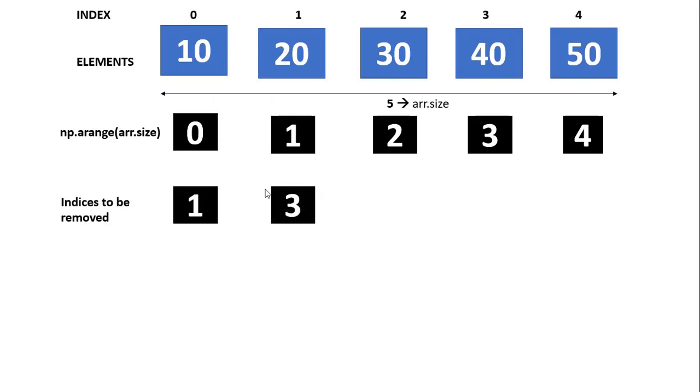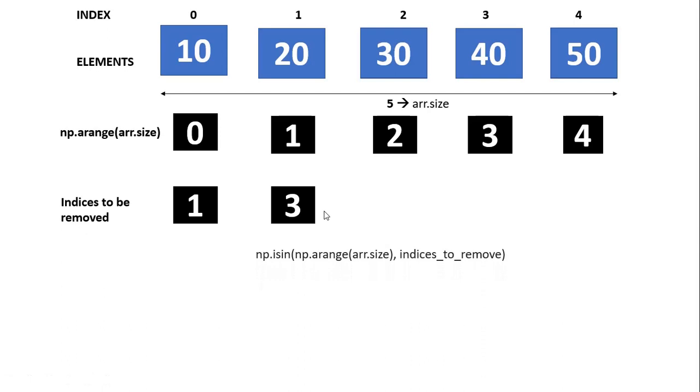Now our next task is to store the indices of those elements which have to be removed from the given array. So the elements which have to be removed are 20 and 40 and their indices are 1 and 3. So we are storing the indices 1 and 3 respectively in another array. So we now have two new arrays. One array stores all the indices of the elements present in the given array, while another array stores the indices of the elements which have to be removed from the given array.